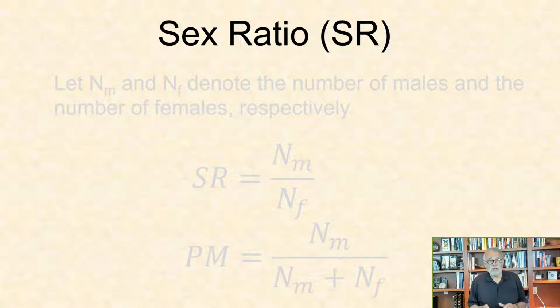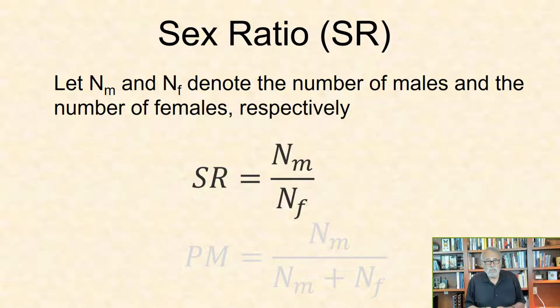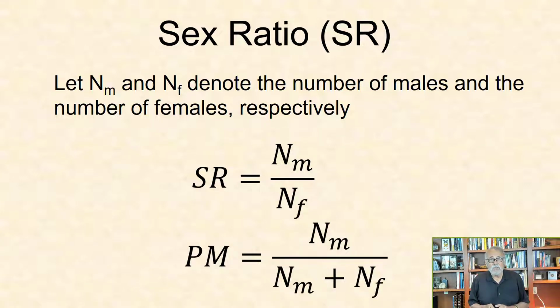Next, we have sex ratio, denoted SR, with subscripts M and F denoting the number of males and females, respectively. Sex ratio is computed exactly as it sounds, in which SR equals the number of males over the number of females. And the proportion males, denoted PM, equals the number of males over the total number of males and females.